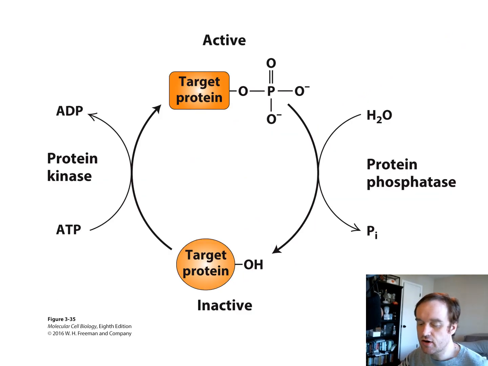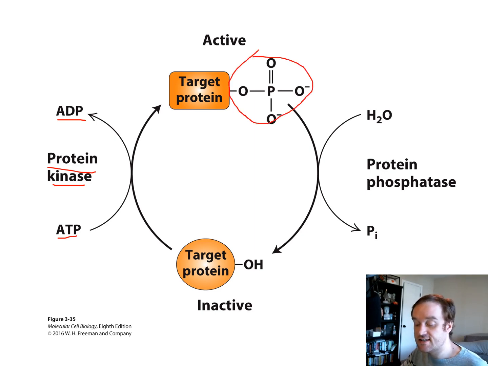So when we talk about activating or inactivating a protein, there are really 2 main players, or families of players, I should say, that do this. And so we'll start with kinases. A protein kinase is an enzyme that takes ATP and takes off one of those phosphate groups and makes ADP. But then what it does is it adds that phosphate group to a target protein.